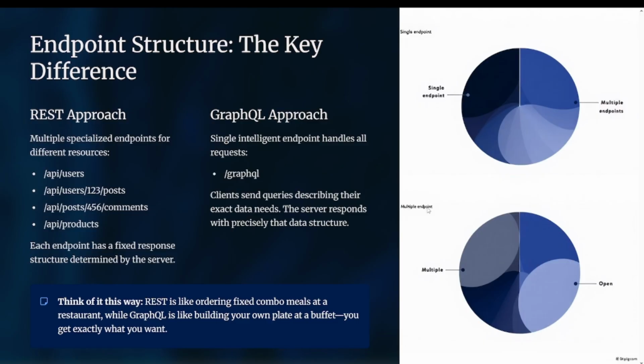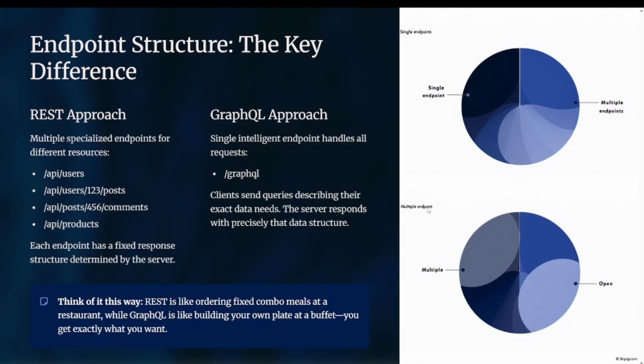Endpoint structure, the key difference. REST approach: multiple specialized endpoints for different resources. /api/user, /api/user/123/posts, /api/posts/456/comments, /api/products. Each endpoint has a fixed response structure determined by the server.